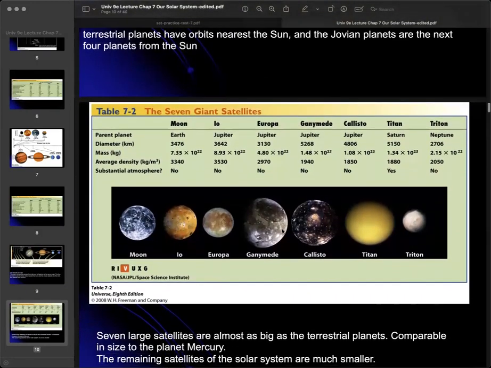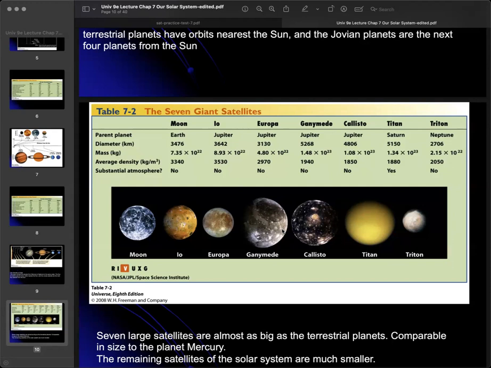Now let's talk about the 7 giant satellites. So bodies that circle the planets, that go around the planets, are called satellites, such as the Earth's moon. Earth's moon is a satellite, so you can also call them moons.